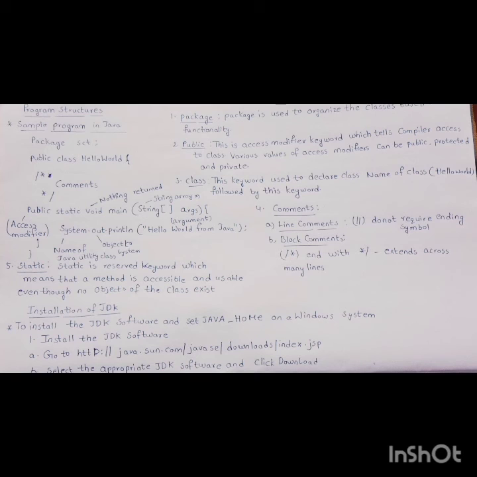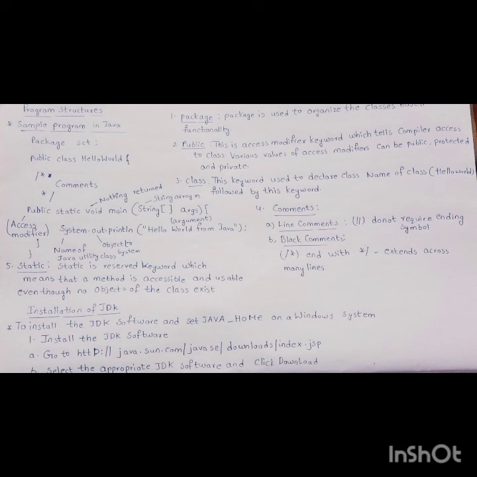We discuss two comments, line comment and block comment. First one is line comment. In this line comment we use the double hash. This does not require any ending symbol and can be used in a single line only. Next one, block comments. We use hash star and end with star hash. This can extend across many lines.